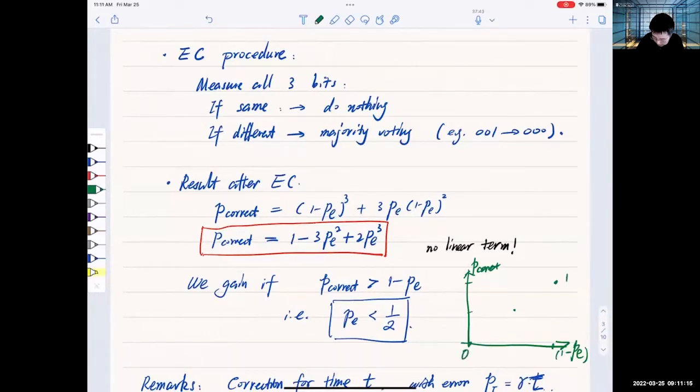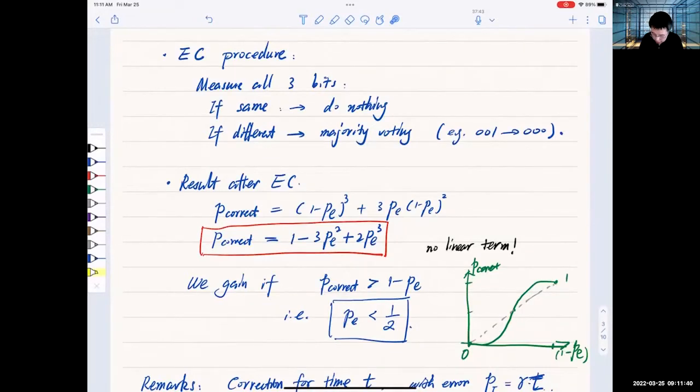So that indicates there are three fixed points. You can show the entire function here and compare it to the dotted line, indicating that if initially your PE is very small, that's down here, 1 minus PE is very close to 1, you actually can push it to something even closer to 1, at the logical level.